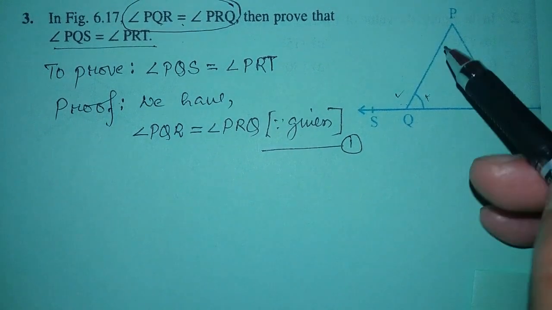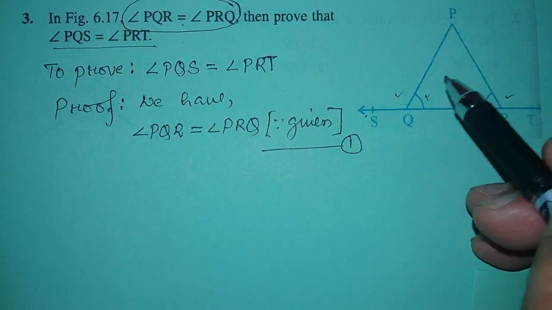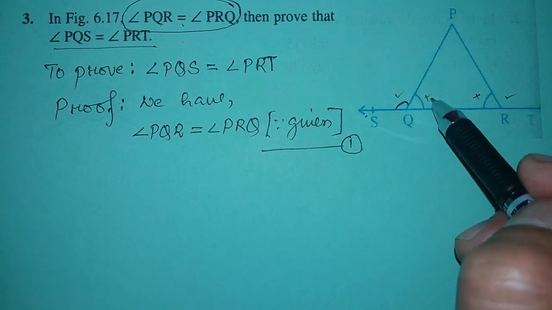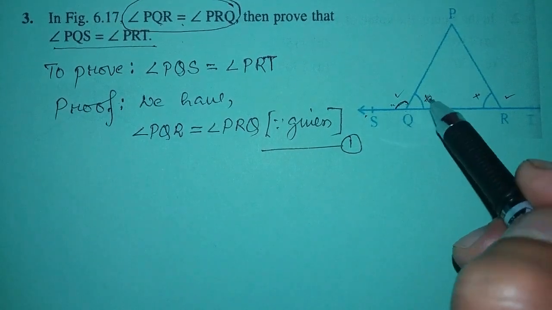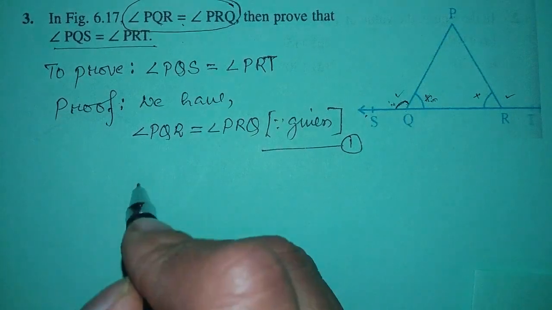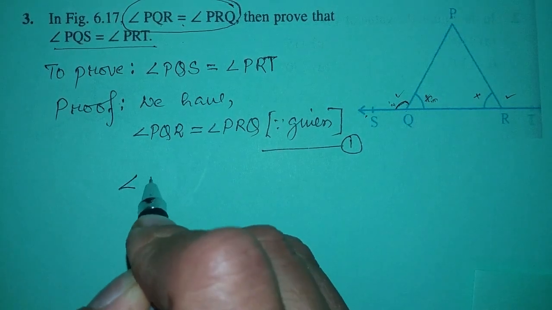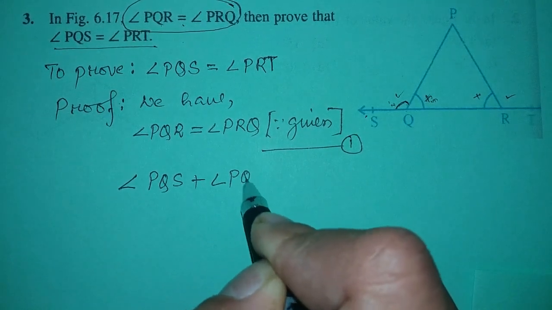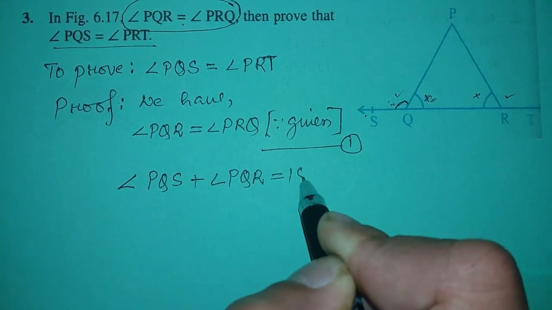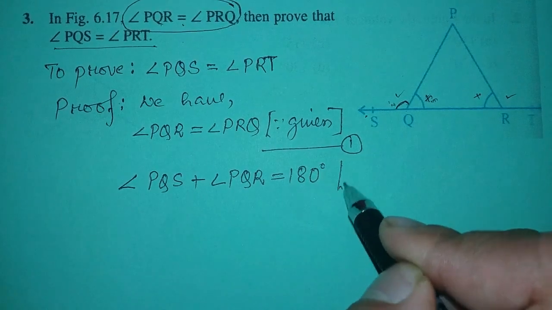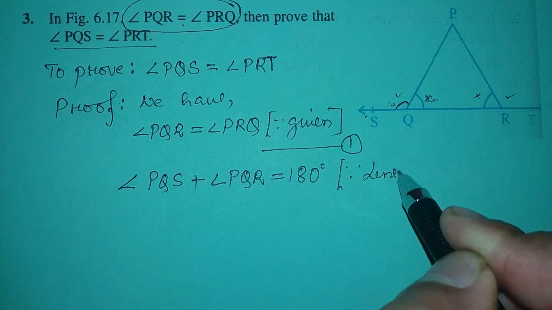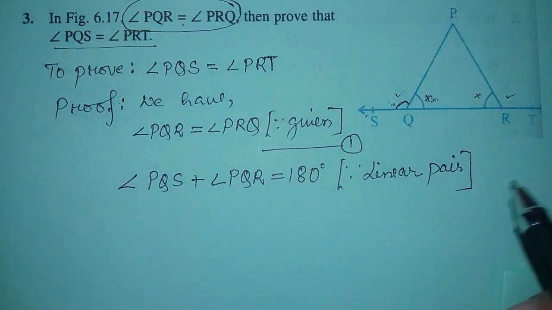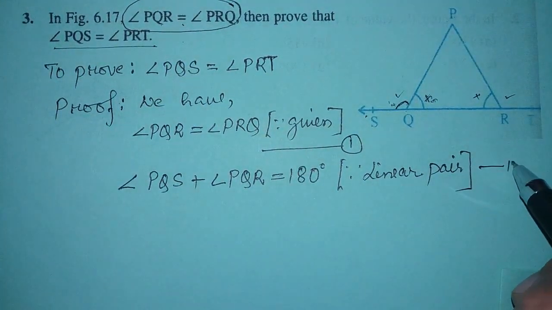And now angle PQS is this angle plus angle PQR, this angle. The sum of these two angles is 180 degree. So let's write that one. Angle PQS plus angle PQR is equal to 180 degree. This is linear pair. Let's call it 2.